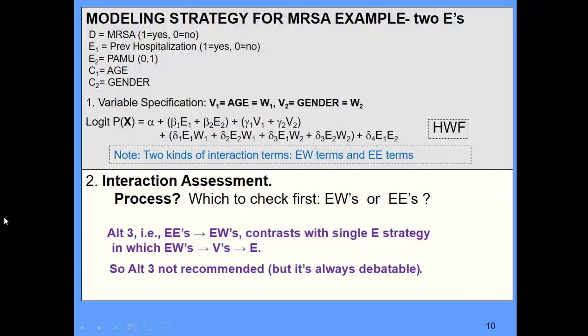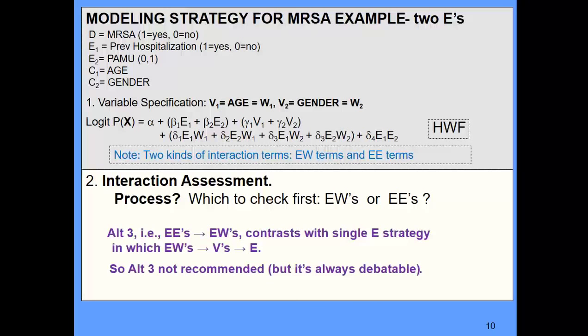Alternative 3, where the EEs are done before the EW, sort of contrasts with what we did when we only had one E. When we only had one E, we looked at the EWs, then we looked at the V, and then we looked at E. We didn't touch anything having to do with exposure until we dealt with the variables that we're worried about controlling for. That's what the single E strategy does. Alternative 3 doesn't do that.